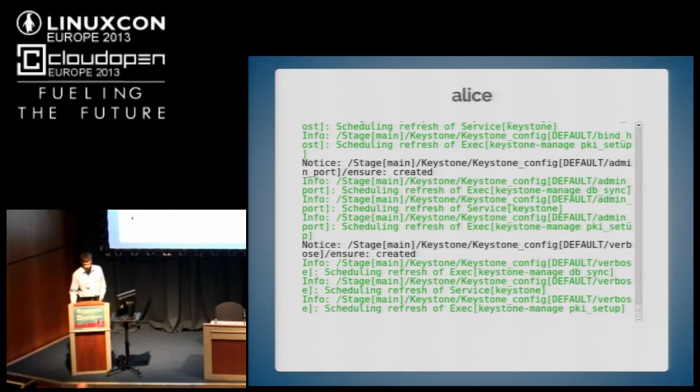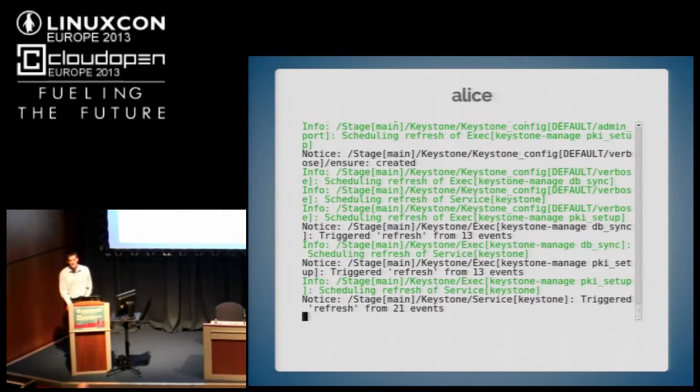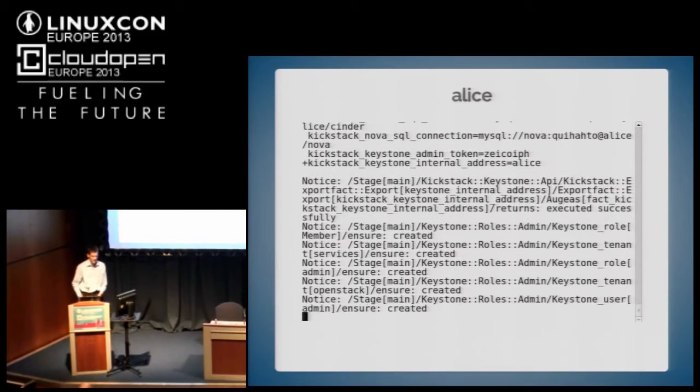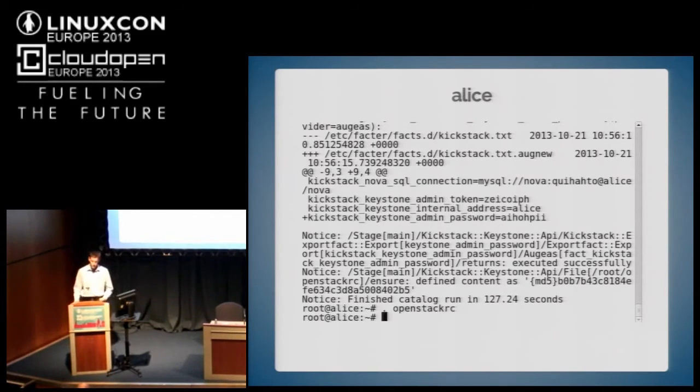So while we're waiting for this to chug along, this is also configuring Keystone for us. As I said, Keystone is the OpenStack identity service. That's the service that is responsible for providing OpenStack authentication, authorization, and access control. And Keystone also manages the OpenStack endpoints. What this job does for us is create this little OpenStack RC file, which we can now source, and that provides our OpenStack credentials for us.